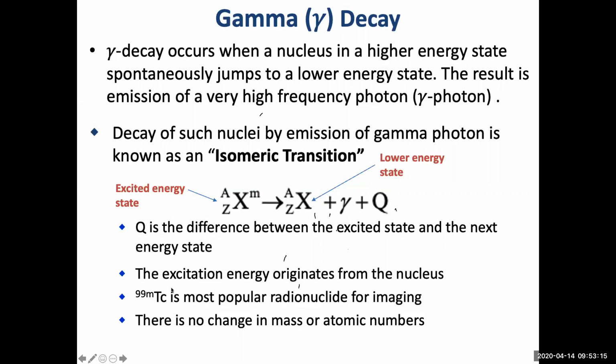Technetium-99 metastable is the most popular radionuclide in nuclear medicine imaging. It decays by this process, an isomeric transition. There is no change, as we said, in mass or atomic number. We have the same number of protons and the same number of neutrons, and only the energy state is changed during the isomeric transition.